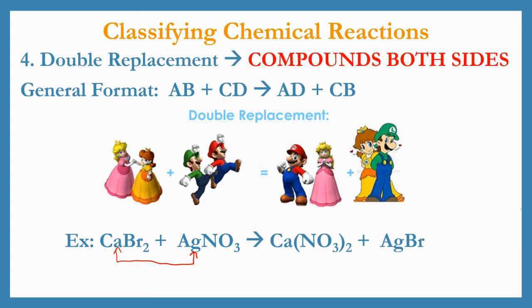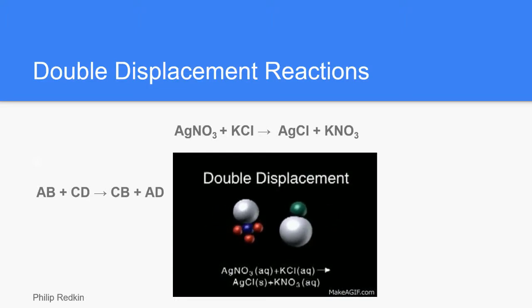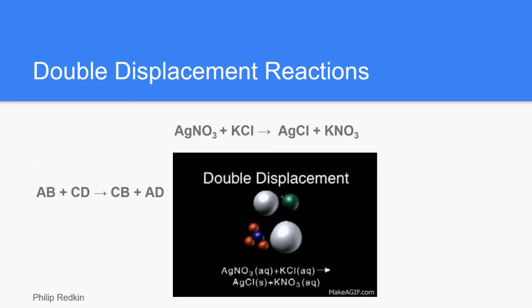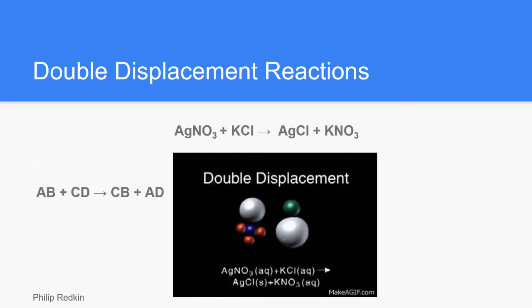When you're trying to identify these, you'll have compounds at both sides. Here it is in sort of slow motion instant replay. You have your potassium with the chloride. The chloride goes to the silver, and then the nitrate goes from the silver to the potassium.